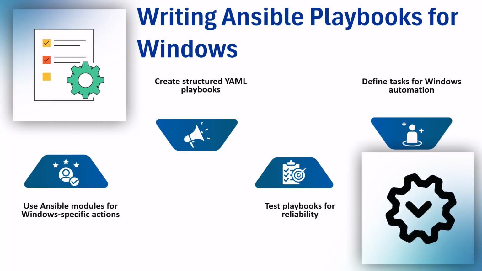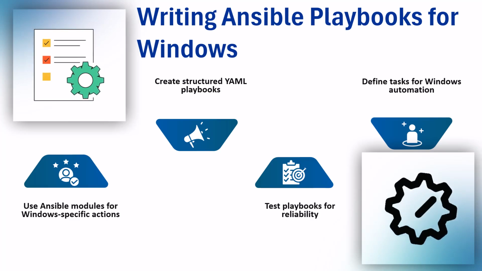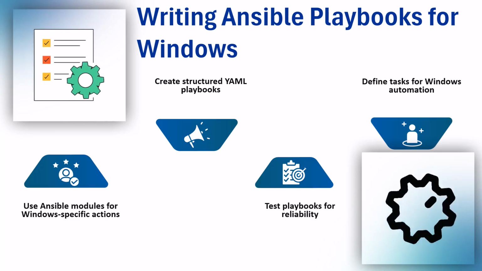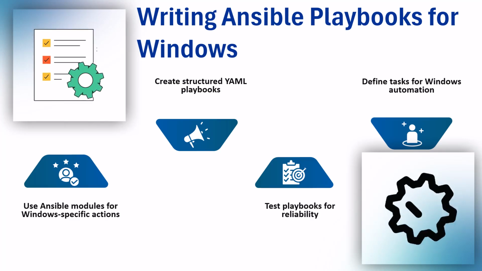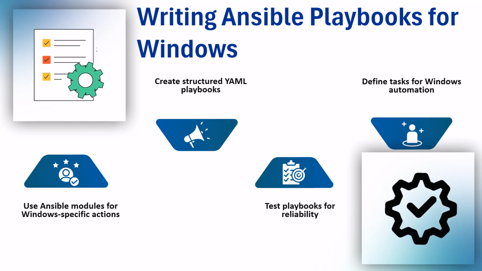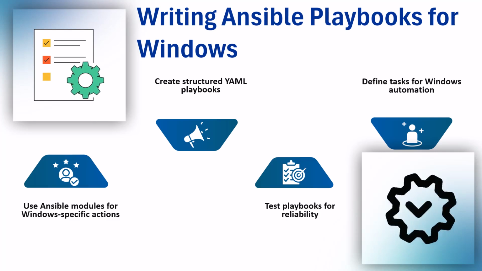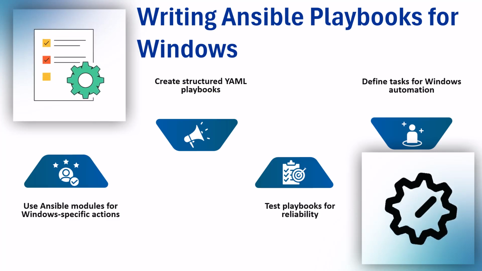Writing Ansible playbooks for Windows. It's like crafting a to-do list, but way cooler. We start with YAML playbooks, structured for clarity. Then, we define tasks to automate Windows operations. Using Ansible modules allows us to interact with Windows-specific features. Finally, testing ensures that what we've written actually works, because nothing's worse than an automation fail.